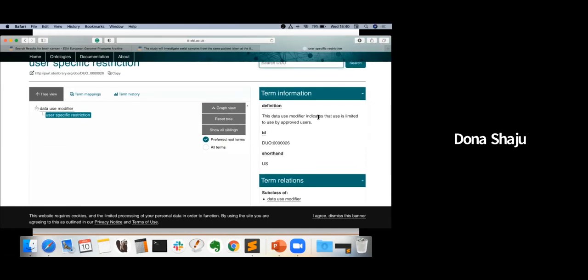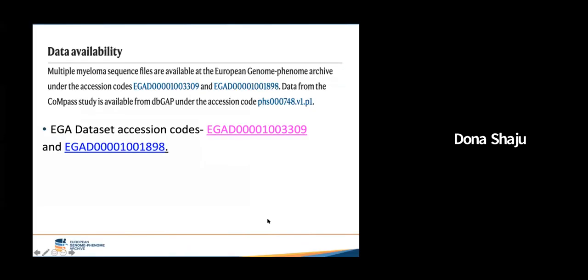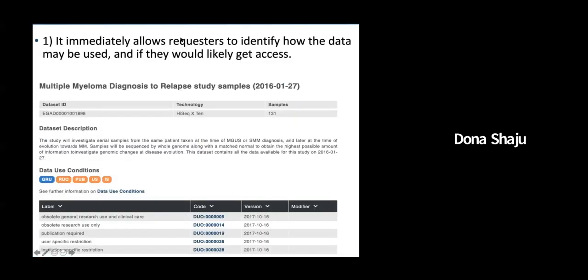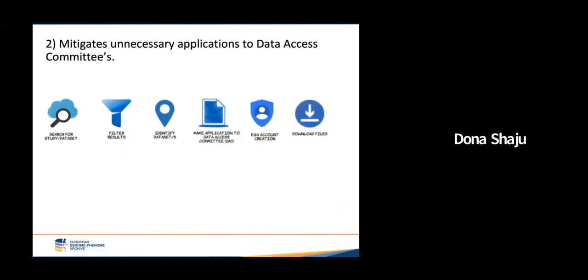So in simple words, that means that if a user is given an access to a data set, that credentials should not be shared with anybody else. That credentials should remain private and should be only used by the user who has been approved by the data access committee. And thus, the DUO code will help the data requesters to identify how the data may be used and if they would likely get access. The DUO code also helps to mitigate unnecessary application to the data access committee.